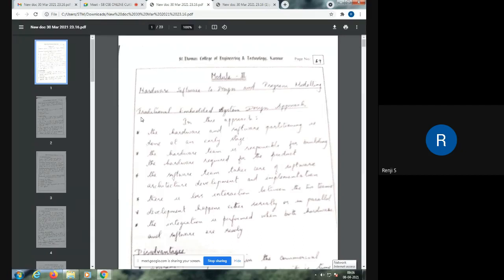Our main focus is not on the traditional method, but the novel method of co-design process, that is hardware software co-design process, is the new approach. There was a traditional approach, but that has several drawbacks, and we are going to discuss the traditional method, its drawbacks, and after discussing the drawbacks we will go to the new method. And that new method of embedded system design is called hardware software co-design process.